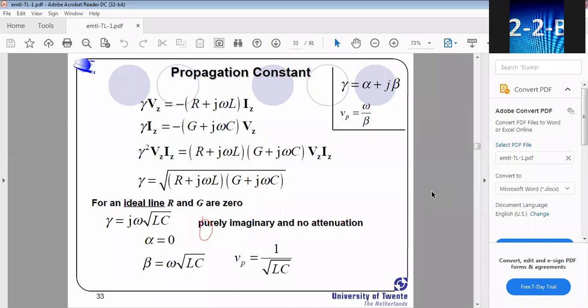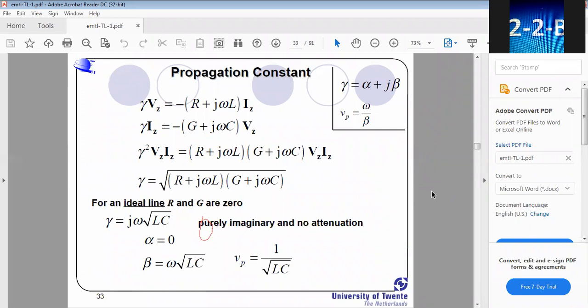Why am I repeatedly going over this concept? These are very important from the competitive examination point of view and your final examination point of view. This is the concept you must learn, and you must be aware of it from the transmission lines.